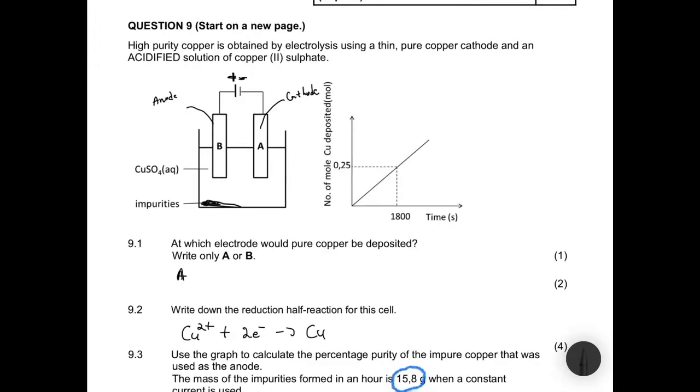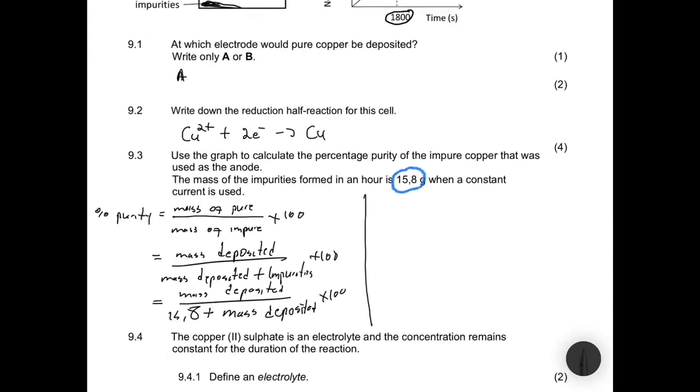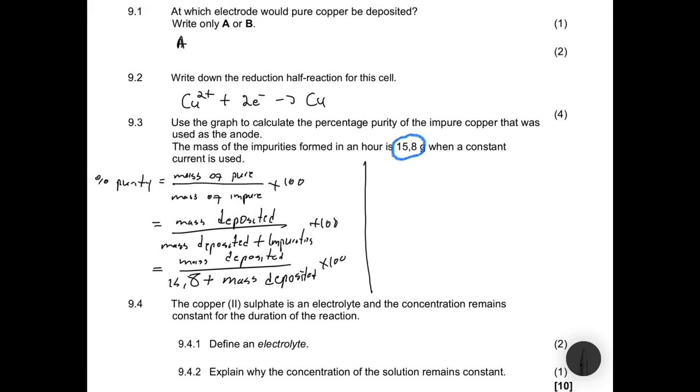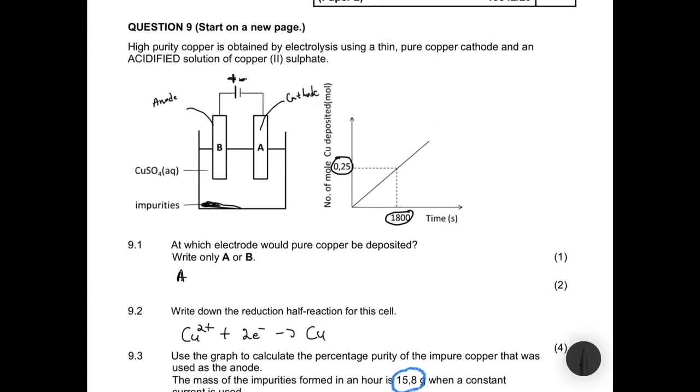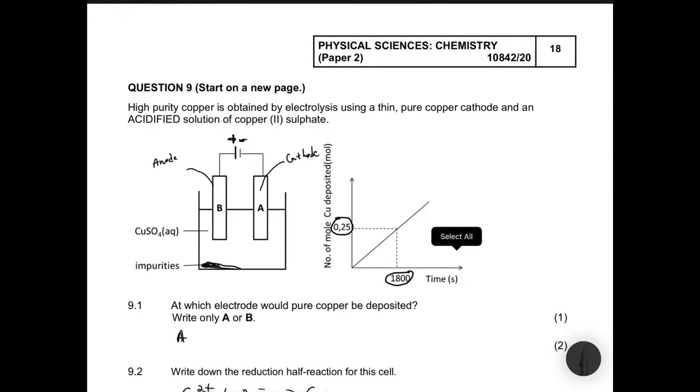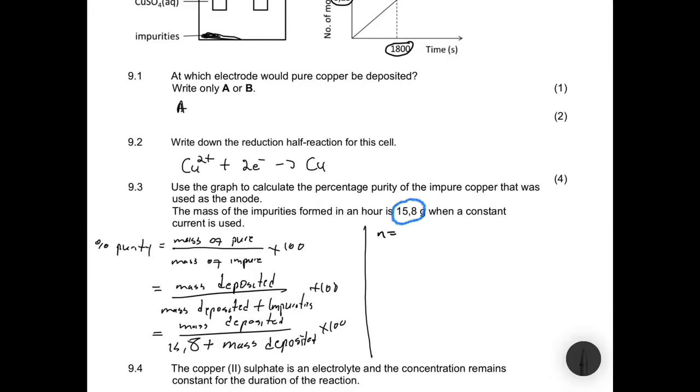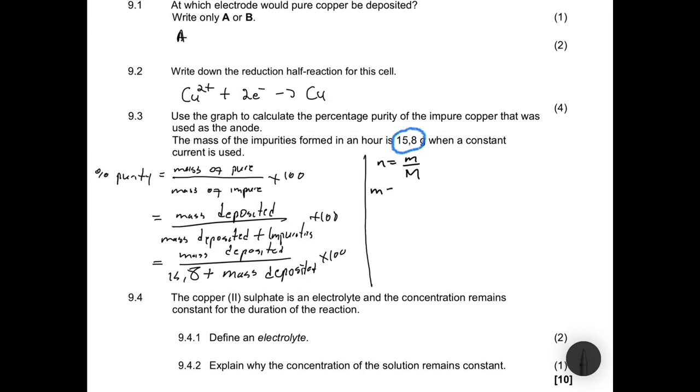If we go back to our sketch here, you're gonna see that the number of moles deposited in 1800 seconds is 0.25, right? But then here on our equation, we're given the mass of impurities in an hour, right? So we have to multiply this 0.25 to find the number of moles deposited in an hour, right? We have the impurities in an hour. We have to find the number of moles in an hour. So now we can say that the number of moles is equal to mass divided by molar mass. So we're looking for the mass, so we're gonna say the number of moles multiplied by the molar mass.